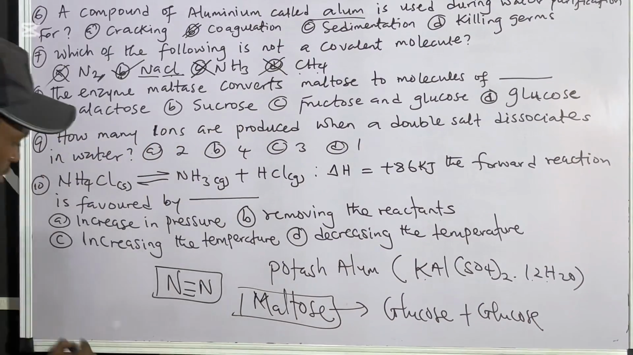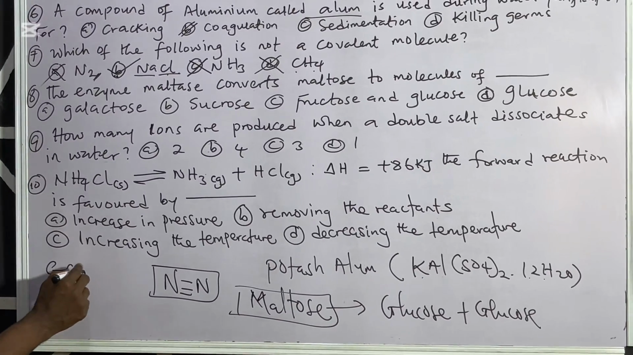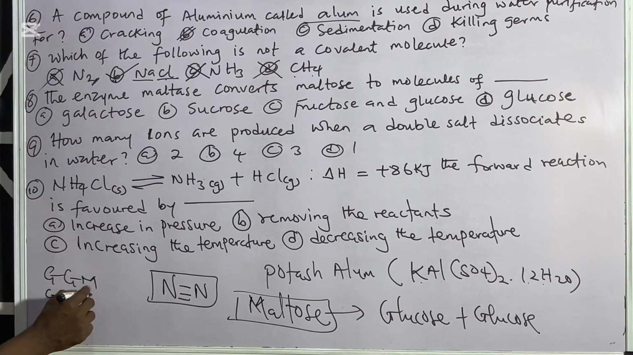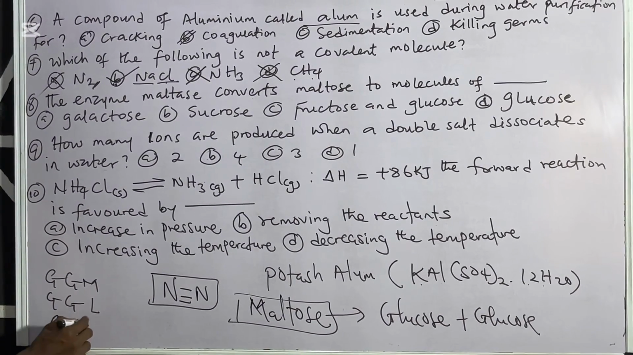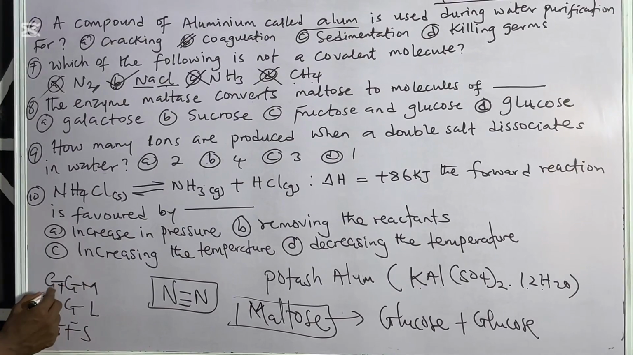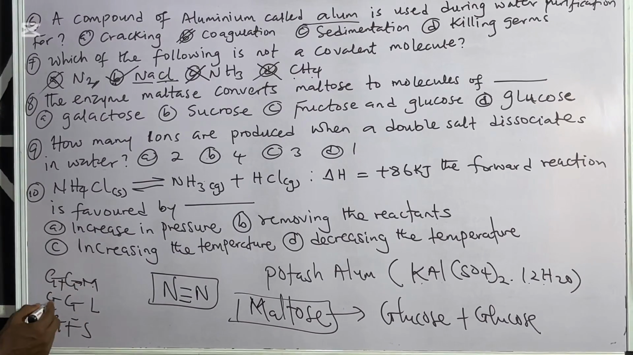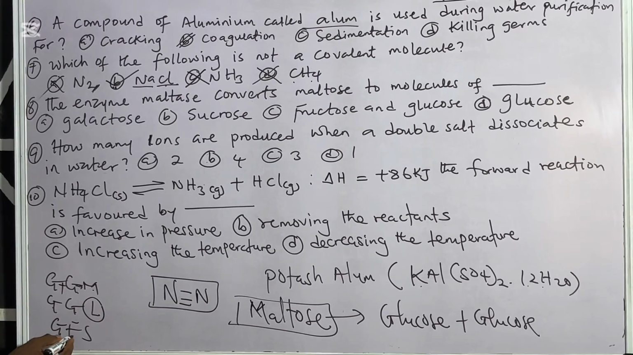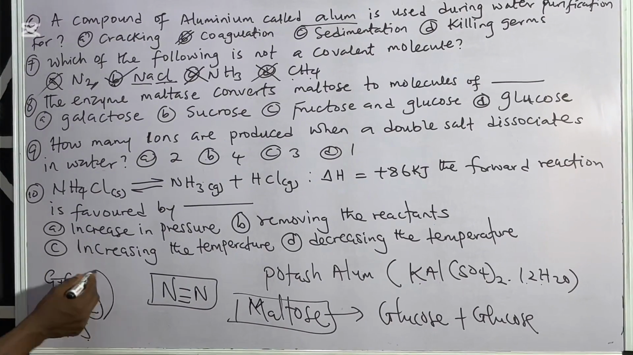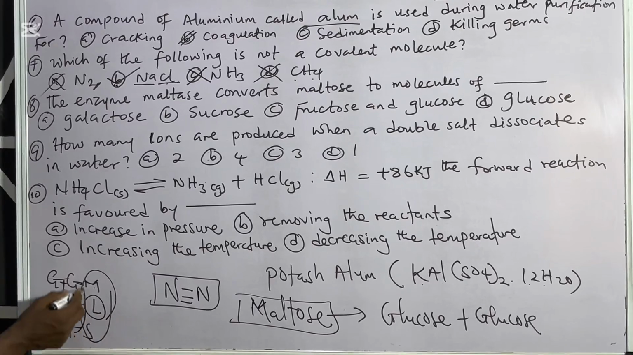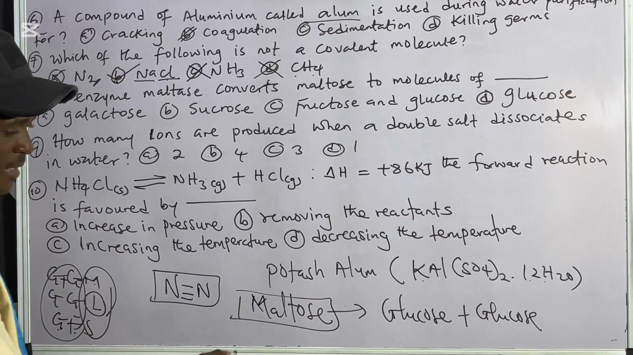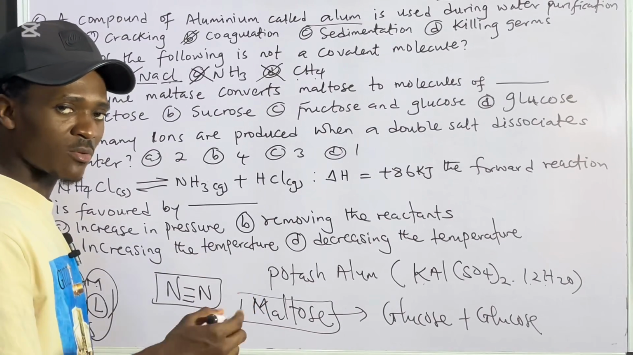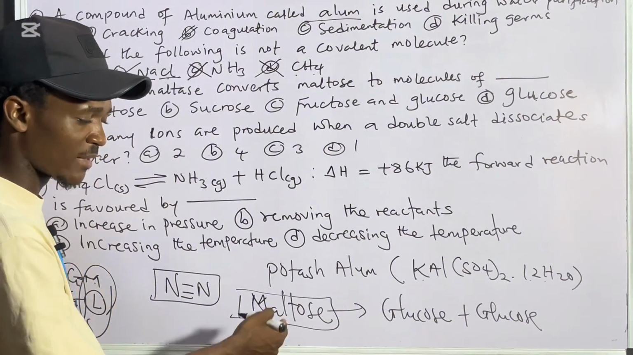So there's a code: GGM, GGL, GFS. What does this mean? Glucose plus glucose gives a maltose unit. Glucose plus galactose gives a lactose unit. Then glucose plus fructose gives a sucrose unit. So these ones are called disaccharides, while these ones they are what? Monosaccharides. So even from the substrate, you can tell the enzyme that can act on it.